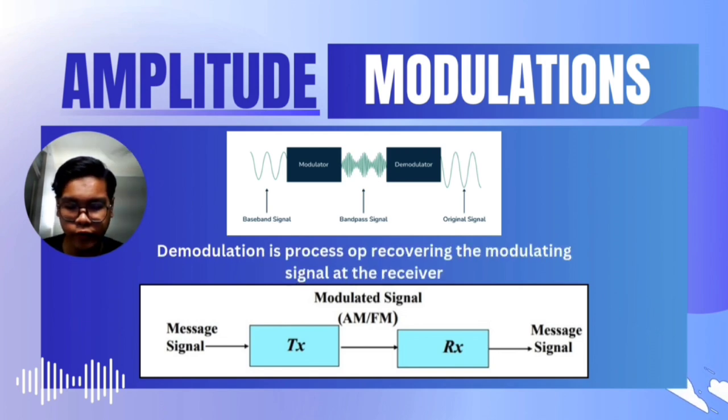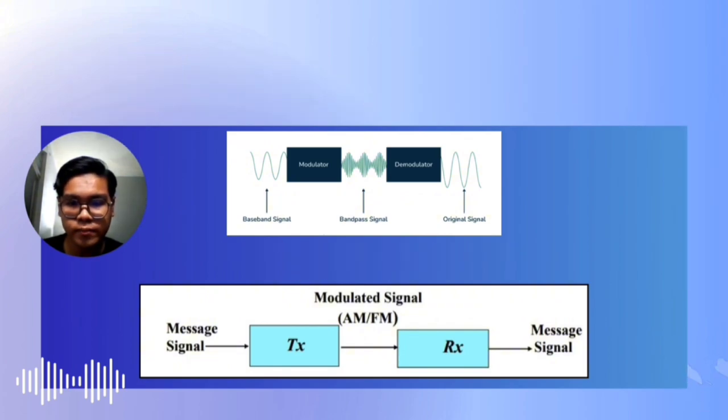Demodulation is the process of extracting the original message signal from the received modulated signal. It is performed at the receiver end to recover the transmitted information. The application of demodulation can be seen in AM radio, where the audio signal is extracted, and in telecommunication, where it recovers voice and data in communication systems.